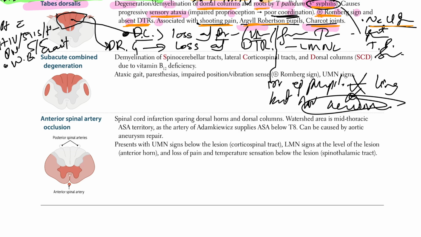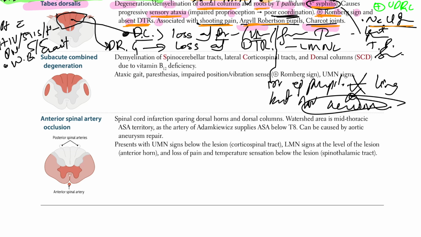Okay, you can run some tests on these patients. They will have a positive VDRL, and a lumbar puncture would show mild lymphocytic pleocytosis on CSF analysis.